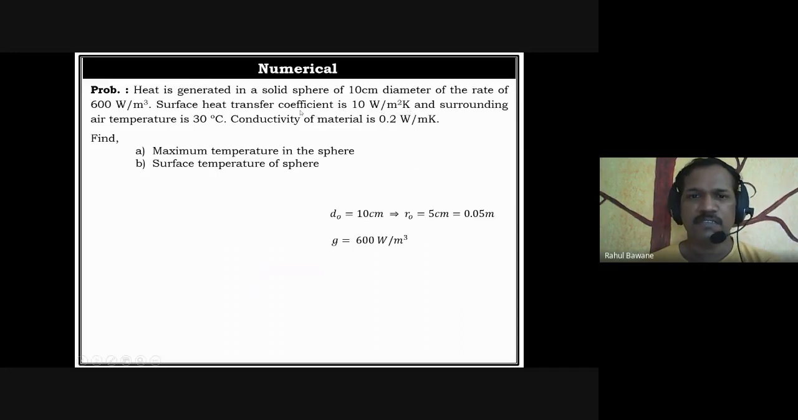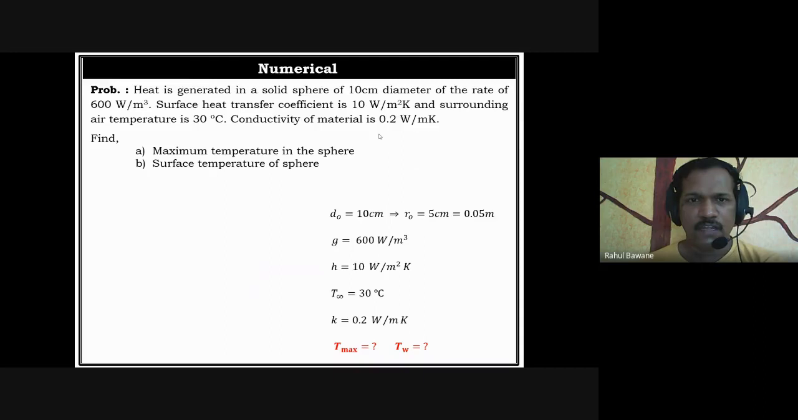Many other terminologies are used to define the coefficient of heat transfer or coefficient of heat convection. But from the unit, we can identify this is watt per meter square Kelvin. That means this is nothing but H. H is given as 10. Now the surrounding air temperature is 30, so T infinity is 30 degrees centigrade, and the conductivity of the material is 0.2 watt per meter Kelvin. And it is asked to find the maximum temperature of the sphere, which will no doubt be at the center, and the surface temperature of the sphere, that is T wall.